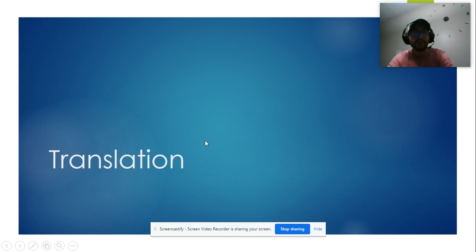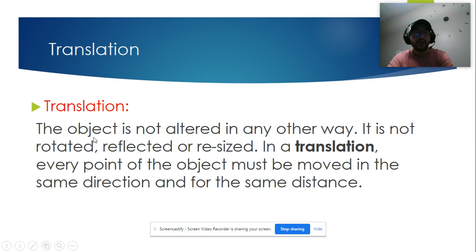Okay, today we're going to learn about translation. Translation is when the object is not rotated, reflected, or resized. Translation is about sliding. It's just moving. Okay, translation will be a sliding or moving.